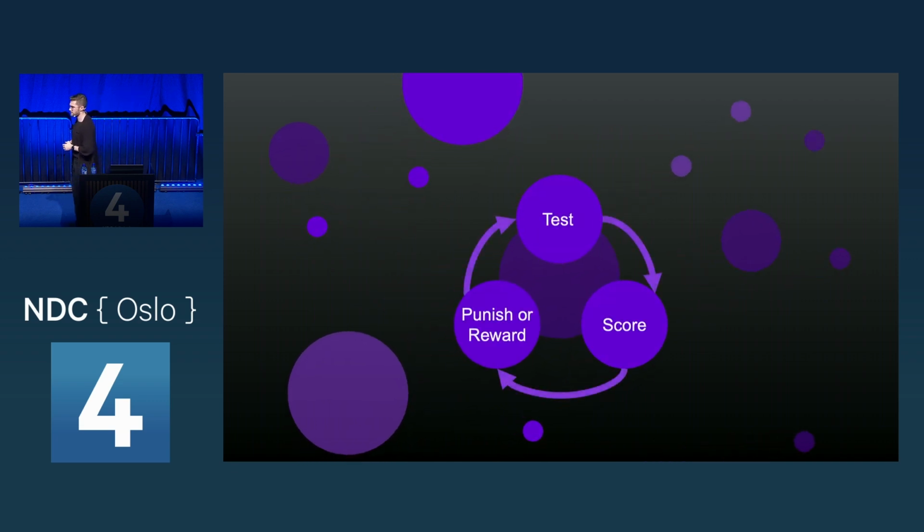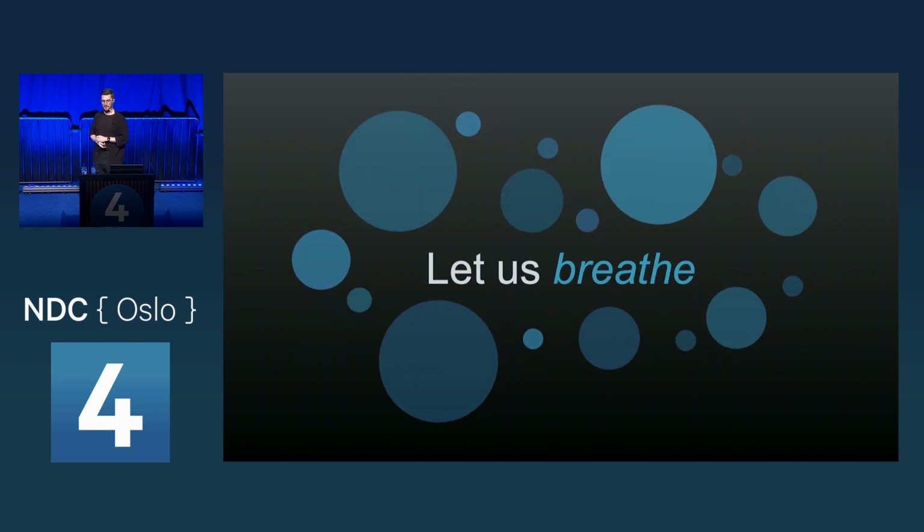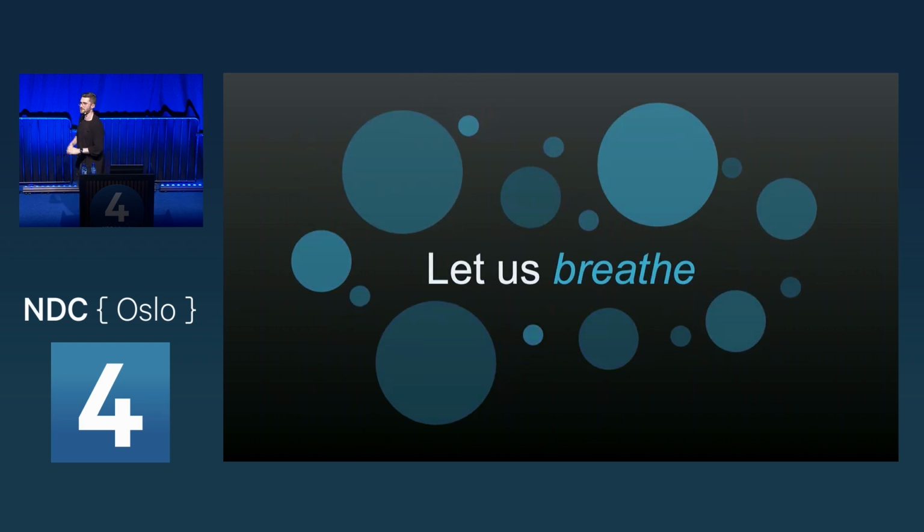Regardless of how you phrase it or how you put it, the machine learning process is comprised of these 3 basic steps: test, score, punish or reward, and repeat. And we're going to use this very shortly. But let's just take a breather. That was a lot. And I did promise something at the beginning of this talk, so we should really get into this.